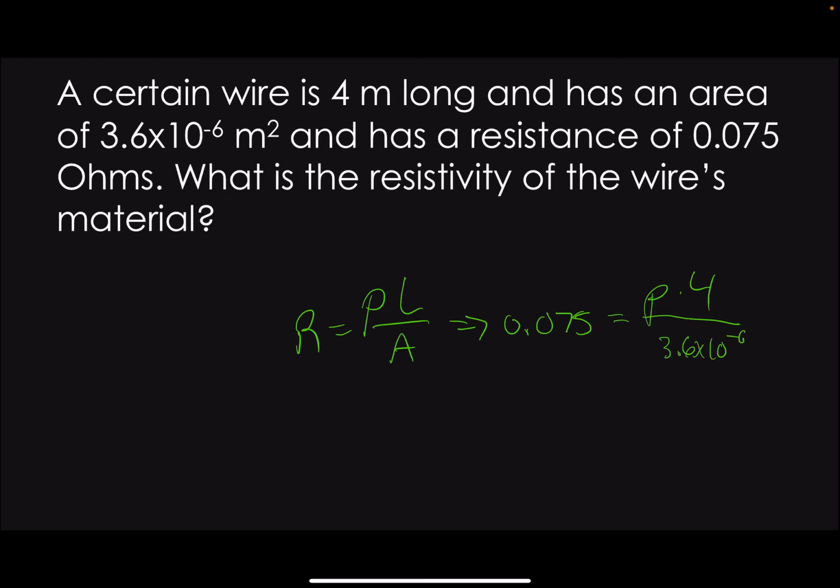And so we can multiply this on both sides and then divide by 4. So 3.6 times 10 to the negative 6 times 0.075 divided by 4. And we get rho is equal to 6.75 times 10 to the negative 8. And of course, this is ohm-meters, as we discussed.